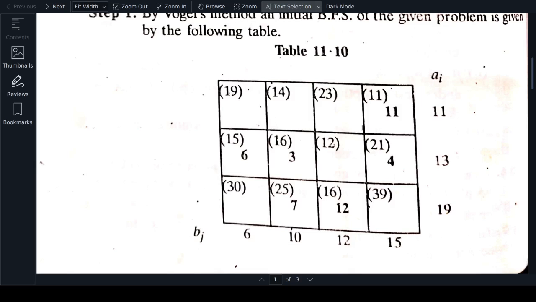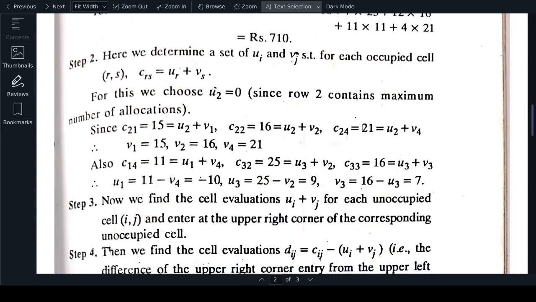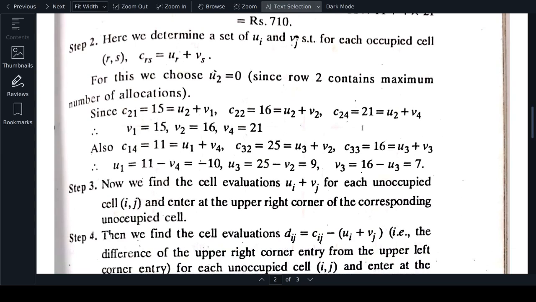And Ui and Vj we shall calculate. So here you can give the names. First row is denoted by U1, then second row U2, third row U3. Similarly, the columns you give the names V1, V2, V3, V4. Our aim is to find Ui and Vj, because after finding Ui plus Vj, then we can find the Dij value.